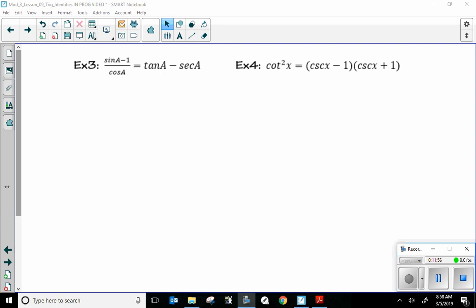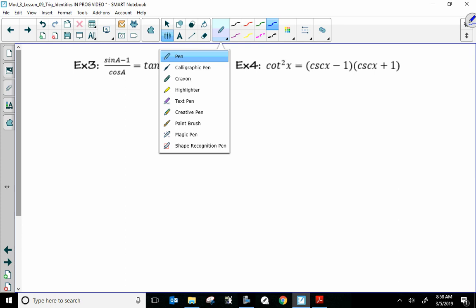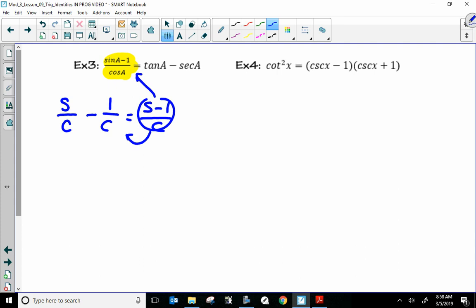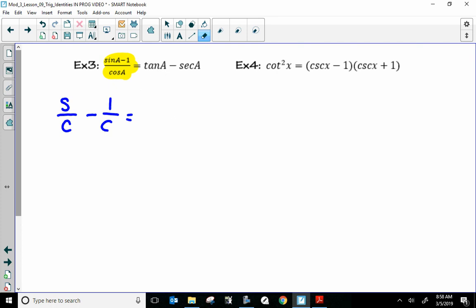Meaning, for number 3, I'm going to take this one fraction and break it up into 2 fractions. So I'm going to say the sine over cosine minus 1 over cosine, because I can break this up into 2 fractions. If I were to combine these, when I subtract fractions, doesn't the denominator stay the same? And I have sine minus 1, so that's what I get, and that's what I have here. All I'm doing is breaking them back apart into the 2 fractions that we're subtracting. That is a basic algebraic move.